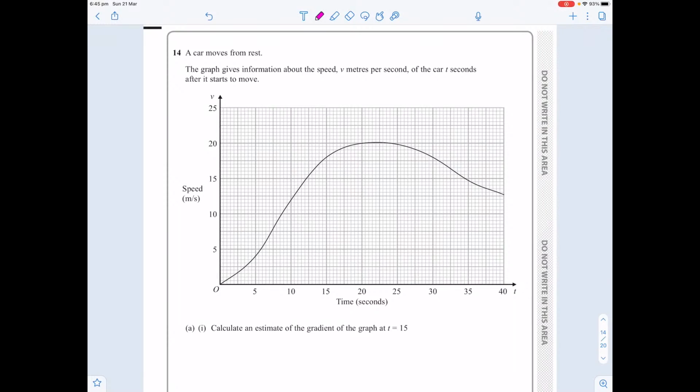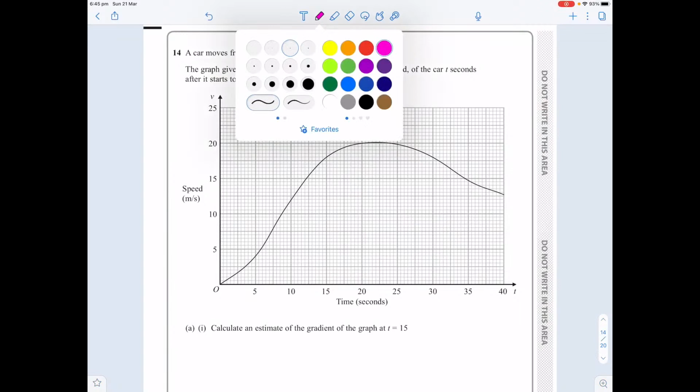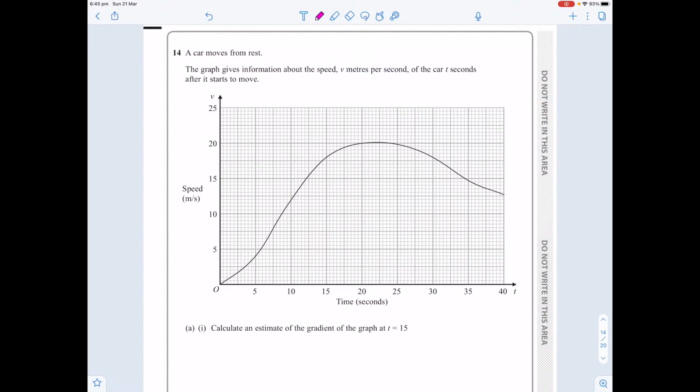Now I need to find out how I can get a straight edge or a straight line on my software that I'm using. So let me see if I can find one. Nope. Okay. Right. So let's have a read of part A. Calculate an estimate of the gradient of the graph at t equals 15. So if you have a look at this, this is t equals 15 right here. Okay, right there. So at this point here, we want to find the gradient.